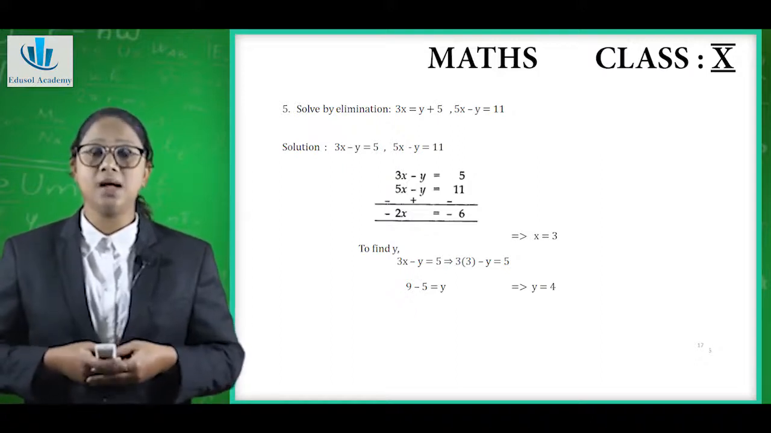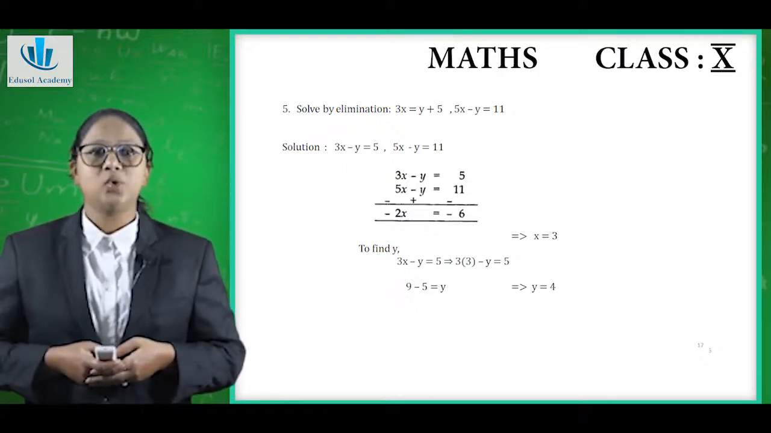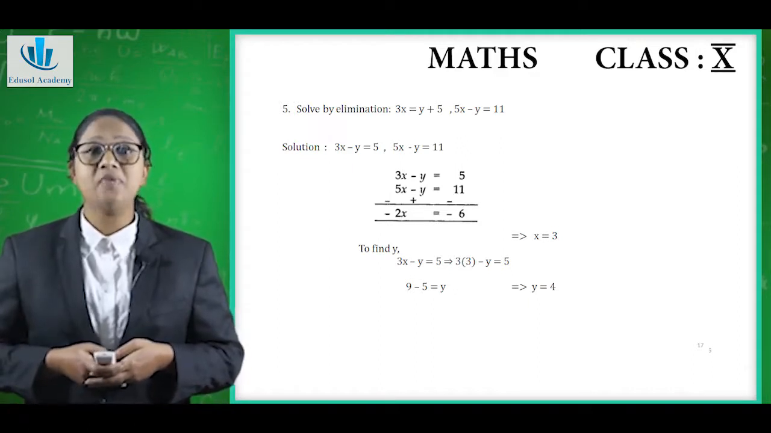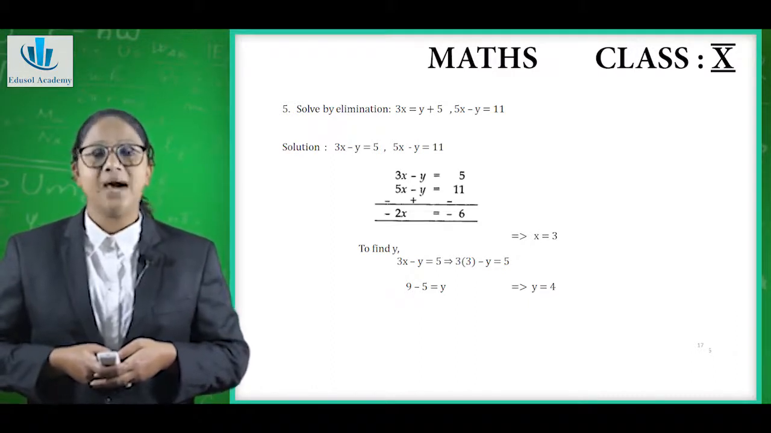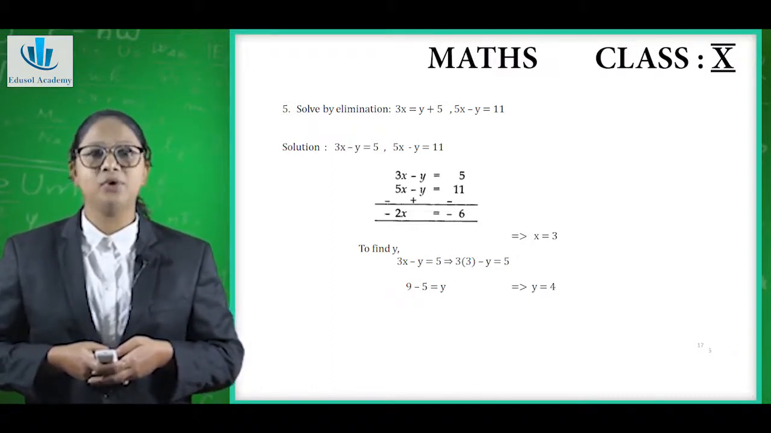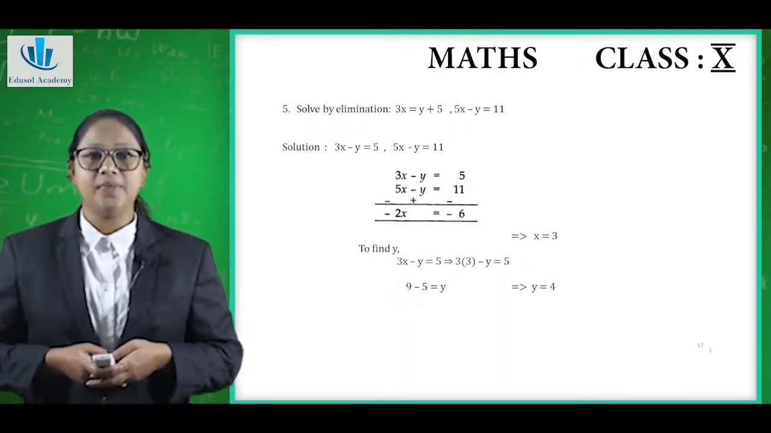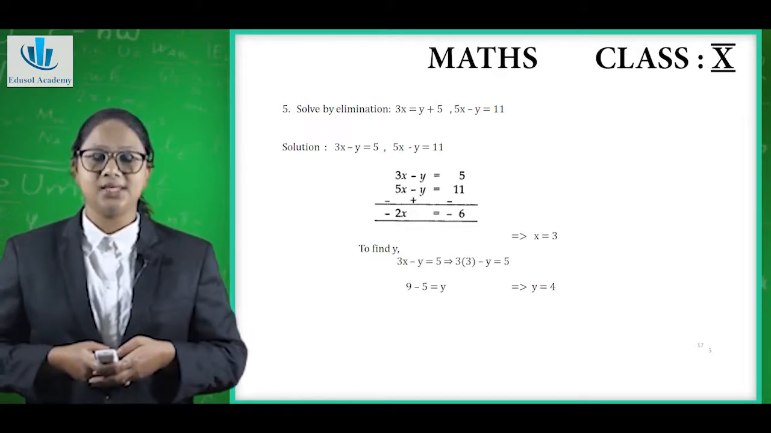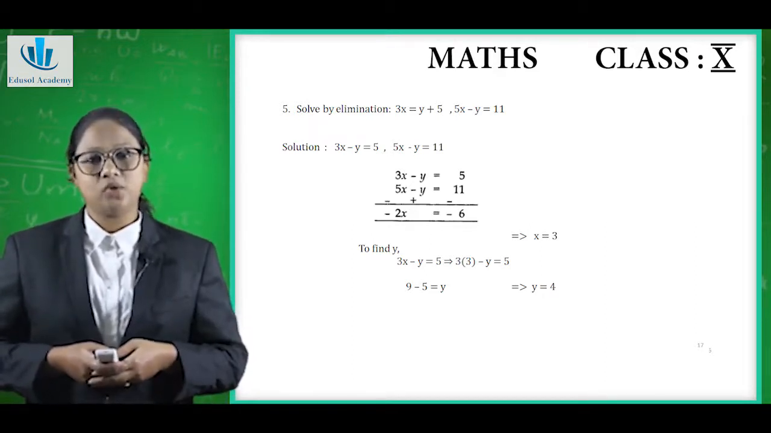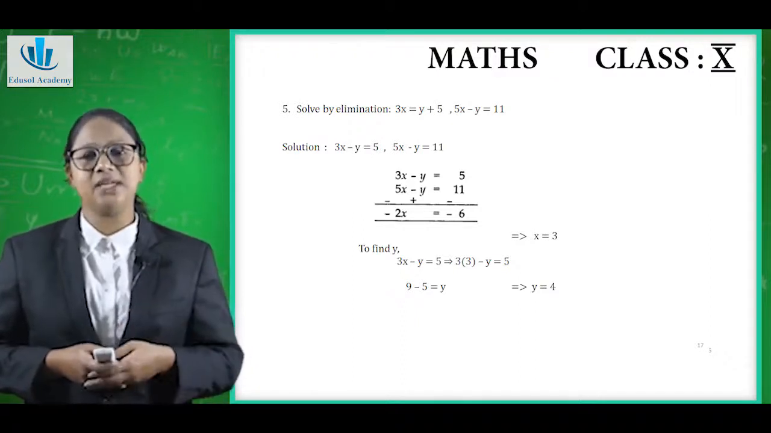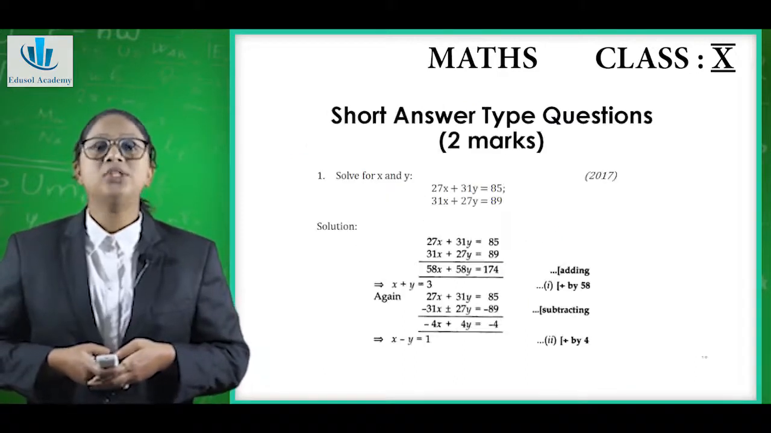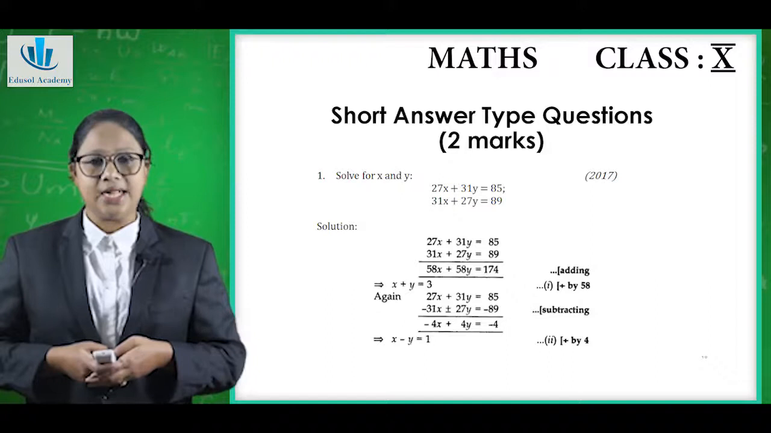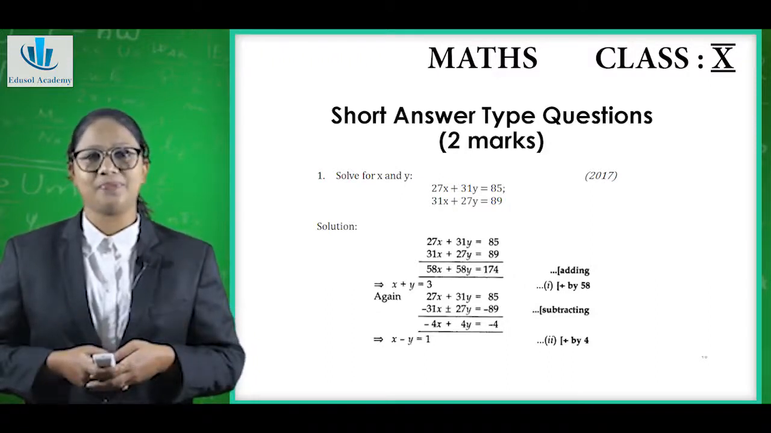So when the same sign comes, we have to do subtraction. Subtracting the equations, we will get 3x minus 5x, that will be minus 2x, and minus y plus y will give you 0, and 5 minus 11 will be minus 6. Solving that, we will get x is equal to 3. Now that we have x, we can find y, and we will get the value of y as 4. Moving on to the next type of questions, short answer type questions carrying 2 marks each.